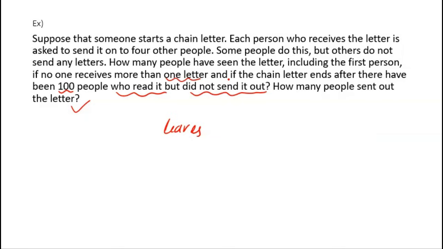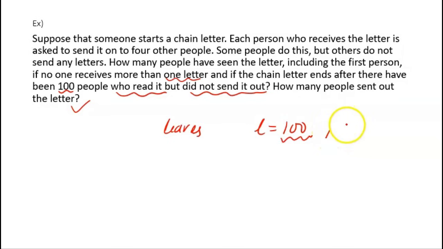Okay, so I think this much is clear to you. Now it is given that, read this line again, no one receives more than 1 letter, and the chain letter ends after there have been 100 people who read it but did not send it out, which means these are 100 leaves. So how many people sent out the letter?